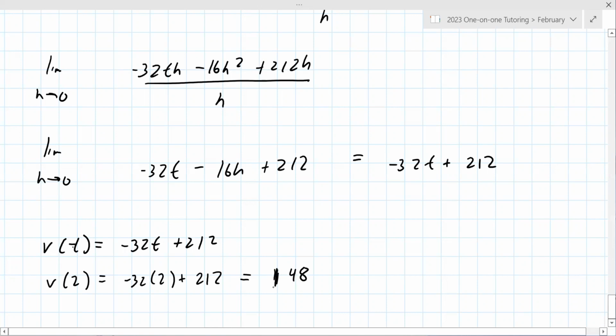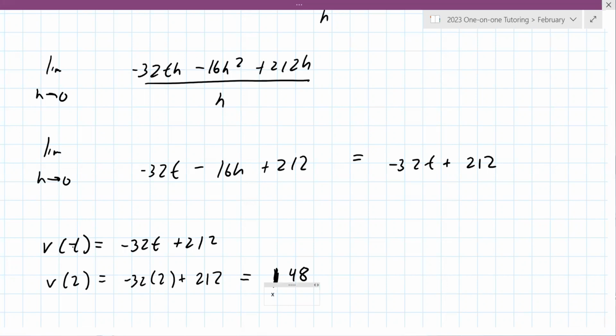Right. 148 meters per second. Whatever the units are. I think it was feet per second. Oh, it looks like it is. Okay.